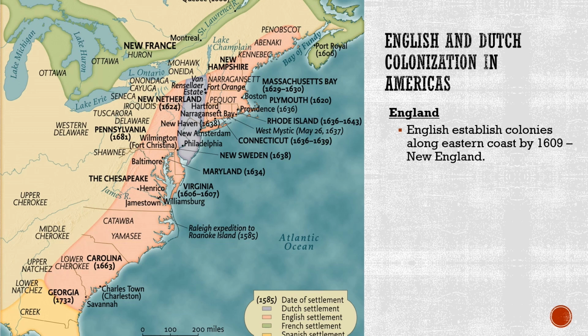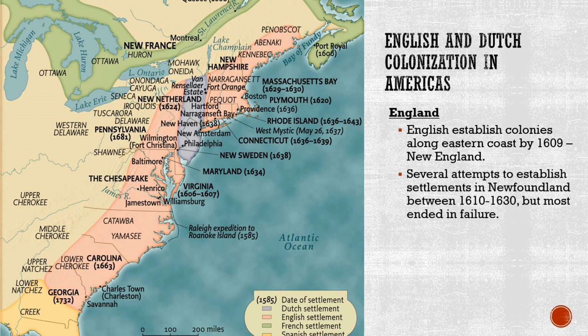So the English also began to set up colonies, and they had a number of successful colonies along New England by the early 1600s. New England became the main competitor to New France in that part of the world. New Netherlands didn't last very long. It was absorbed by New England, and then it was really just France and England in terms of European countries in North America. England also tried to establish some settlements in Newfoundland between 1610 and 1630, but most of them ended in failure. But there was a small English presence that continued in Newfoundland just north of the French. And so that pretty much made up the early attempts at colonies in North America.